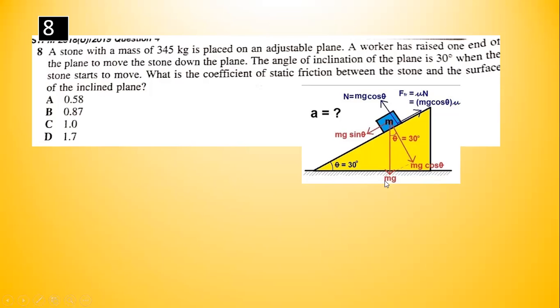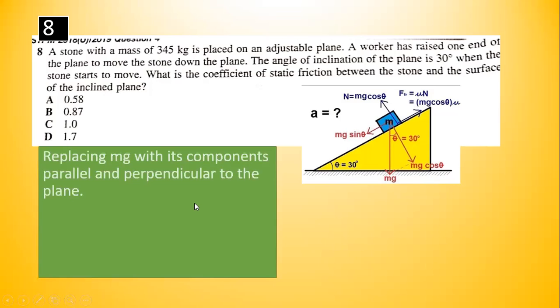This is your mg. This is 30 degrees, theta. The angle must be theta. So replace this with your mg cos theta and mg sin theta, that's all. And then there's your normal reaction. Now, normal reaction is balanced by this one, mg cos theta. So your friction is equal to this one, no? Coefficient of friction, mu N equals mg sin theta. So replacing mg with the components, that's what we do here.